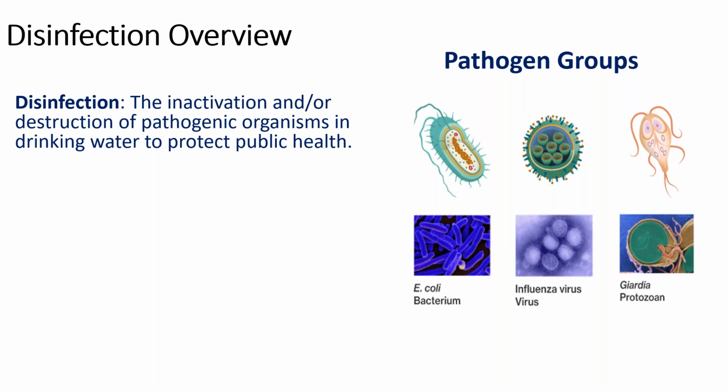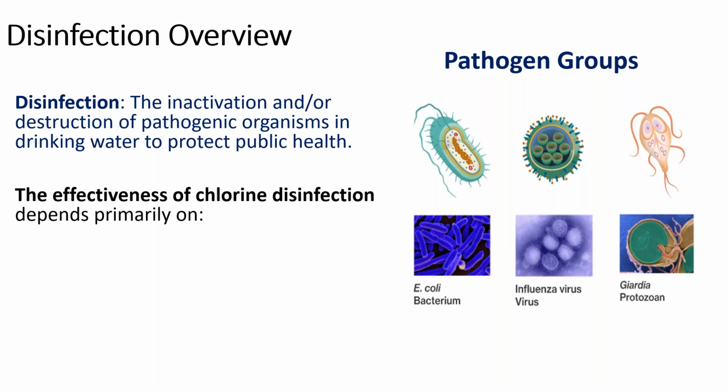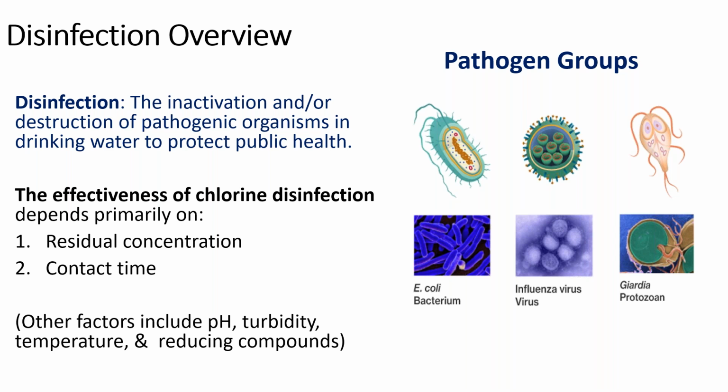And I want to begin by kind of stimulating some of our prior knowledge here and look at what disinfection is. Disinfection, the definition is it's the inactivation and or destruction of pathogenic organisms in drinking water, and we do that to protect health. There's 3 main categories of pathogens that we're concerned with. There's bacteria, viruses, and protozoa. And the main things that affect chlorine disinfection are the concentration of chlorine and the contact time. Now, there's some other factors that can affect the efficiency of disinfection, and those are factors such as pH, turbidity, the temperature of the water, reducing compounds, and other chemical characteristics of the water. But for the most part, the concentration and the contact time are the things that we're going to have control over, mostly to make sure that we achieve disinfection.